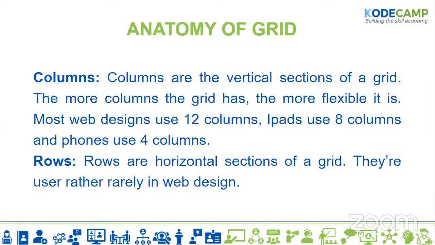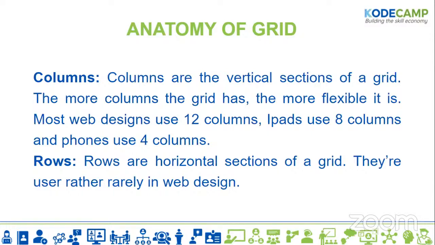So now, what is column? Columns are the vertical section of a grid. The more columns the grid has, the more flexible it is. Most web design uses 12 columns, iPad uses 8 columns, and phone uses 4 columns. Now, let's say the column is just a section, the section between the first and the second. So on our web, we normally use 12 columns. You use 12 for your design.